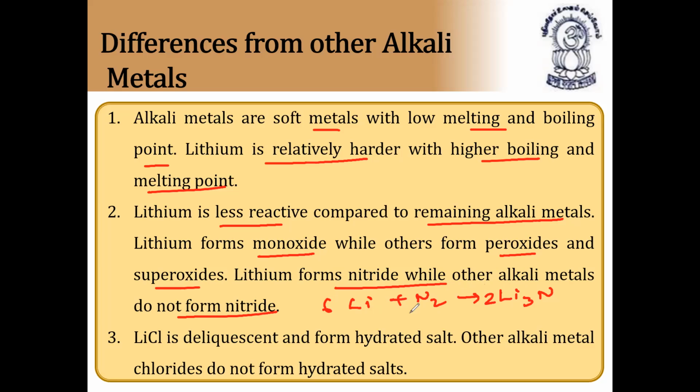So lithium not only combines with oxygen in the air, it combines with nitrogen as well. It forms lithium oxide, and it can also combine with nitrogen, whereas other alkali metals only form oxides, peroxides and superoxides. They will not form nitrides directly. So lithium forms nitride while other alkali metals do not form nitride. This point is very important. Please note it down. All these anomalous properties of lithium are very important. It shows how lithium is different from all other alkali metals.